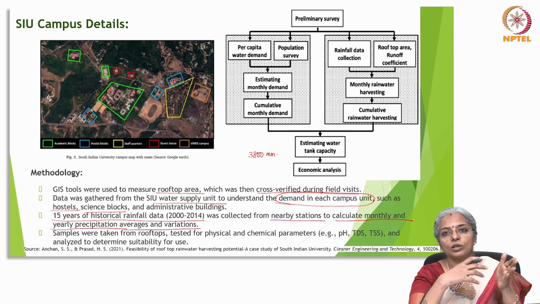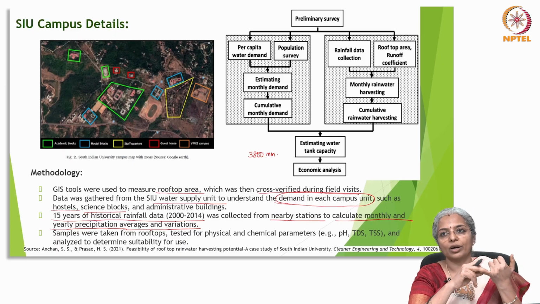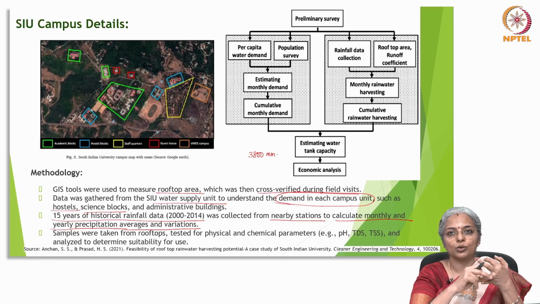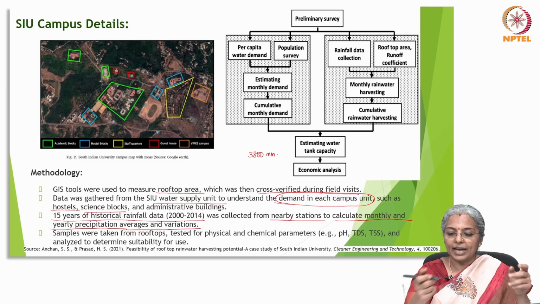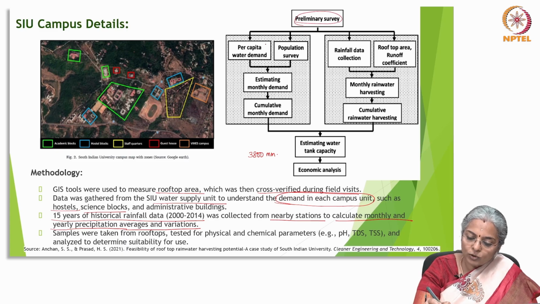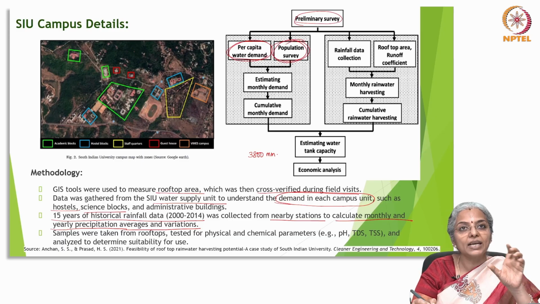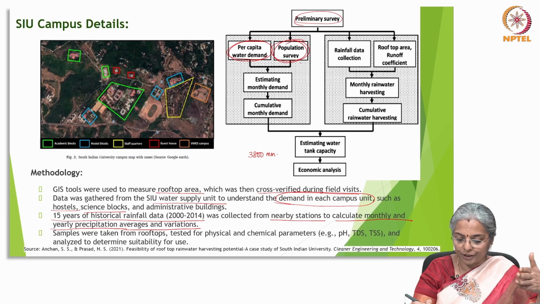So, what they did was they collected samples from rooftop and tested those for the physical and chemical properties such as total dissolved solids or the pH of water and so on, and analyzed to determine how suitable it is for consumption or use. So, what they actually did was they conducted a preliminary survey. They looked at the current demand of water along with the population of people in each of the blocks of the institution.